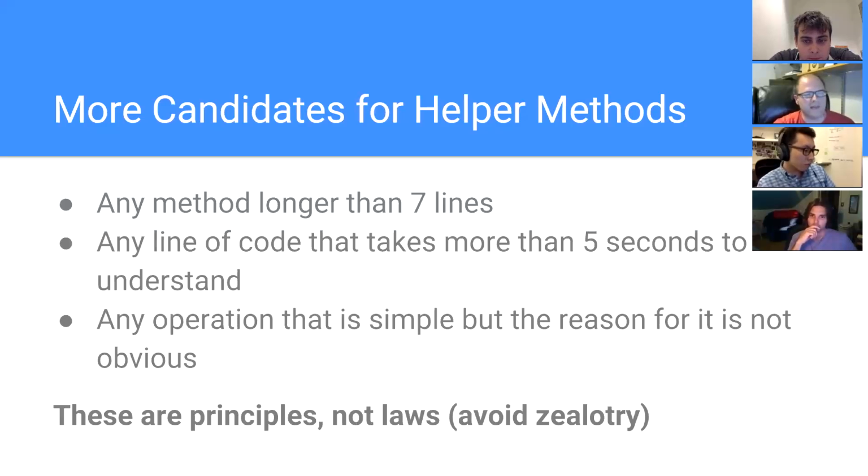And even here, sometimes you're doing something in your code that's very simple, like you're just reversing an array, but it's not that clear why you're doing it. So you should bundle that action in a helper method that explains the reason why. And again, these are just principles. You shouldn't go beat people up with these. That's not the point at all.